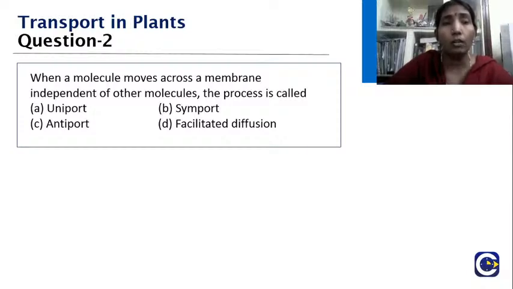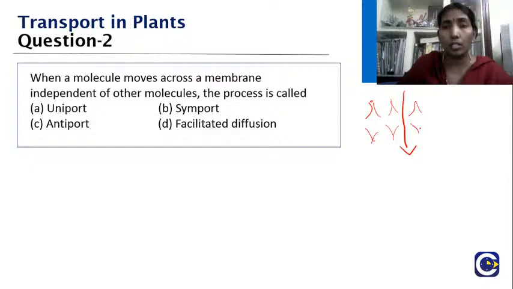When a molecule moves across a cell membrane independent of other molecules, the process is called: option A, uniport; B, symport; C, antiport; and D, facilitated diffusion. So what does it mean? Imagine there is a membrane, and they are saying there is only a movement of an independent molecule across a membrane. So what do you call that? We will look into these options.